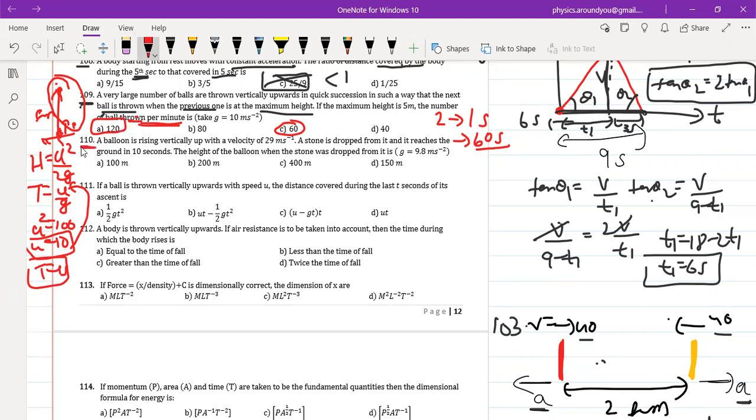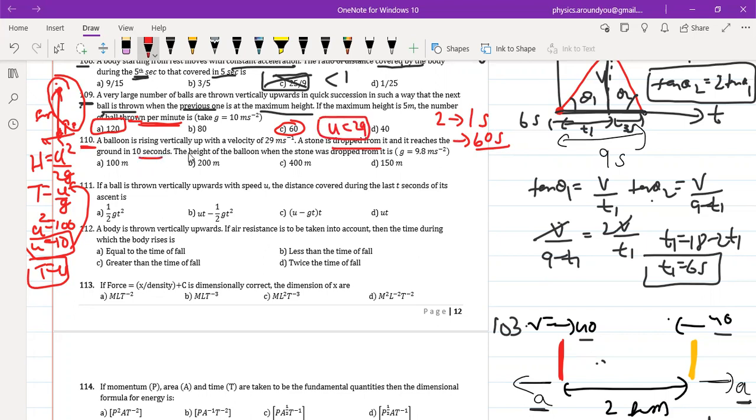Question number 110. A balloon is rising vertically up with a velocity v. A stone is dropped from it. You should be very careful when drop comes, because you should know whether it is being dropped from a moving object or an object at rest. If it is dropped from a moving object, it will have the same velocity as the moving object. So u is not equal to 0. Instead, u equals 29.